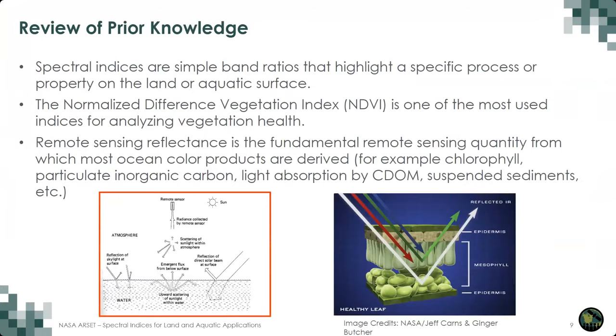Before we jump in, let's start by reviewing a bit of knowledge from the previous two sessions. So spectral indices are simple band ratios that highlight a specific process or property on the land or aquatic surface. And the Normalized Difference Vegetation Index, also known as NDVI, is one of the most used indices for analyzing vegetation health. And remote sensing reflectance is the fundamental remote sensing quantity from which most ocean color products are derived. For example, chlorophyll, particulate and organic carbon, light absorption by CDOM, suspended sediments, and more.